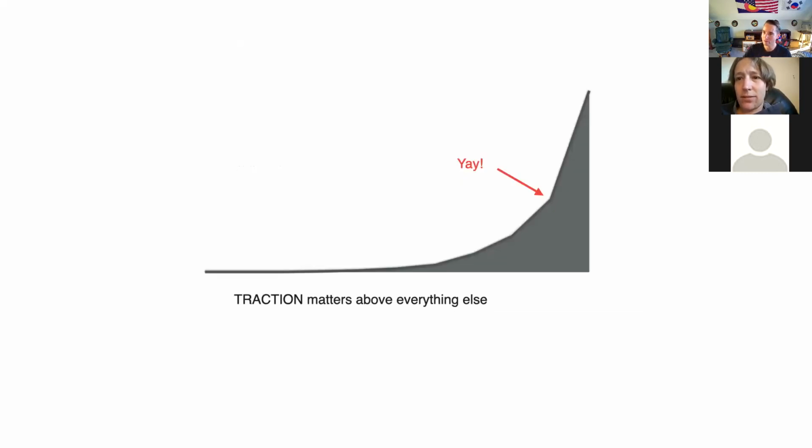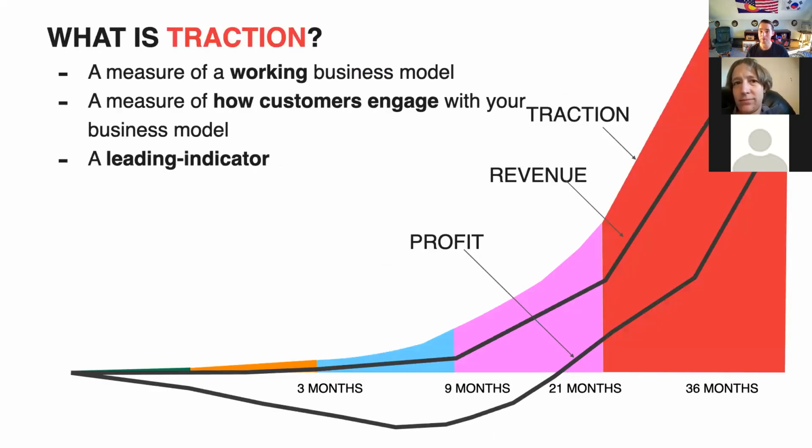And so you often see the graphs of the successful companies, right? The big hockey sticks. And you have to ask, well, what do we start measuring? How do we even begin this? And the answer is you need to think about traction. And to start thinking about traction, it's worth asking ourselves, what is it?